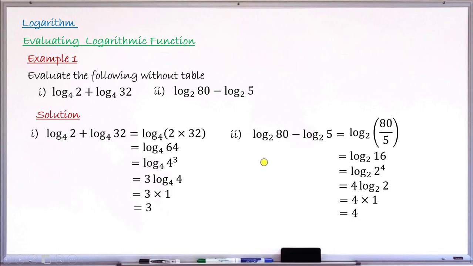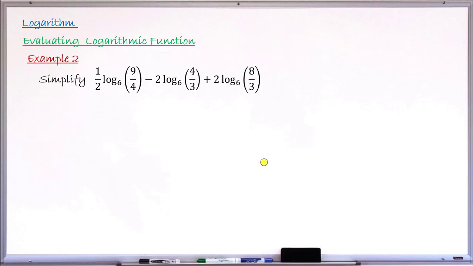Let me just move and take another example. Example 2: we are asked to simplify, or find the value of, log to base 6 of the bracket, inside the bracket is 9 over 4, minus 2 times log to base 6 of the bracket, inside the bracket is 4 over 3, plus 2 multiplied by log to base 6 of open bracket, inside the bracket is 8 over 3. This is what we are asked to simplify.